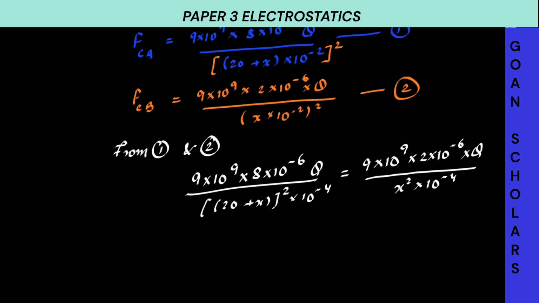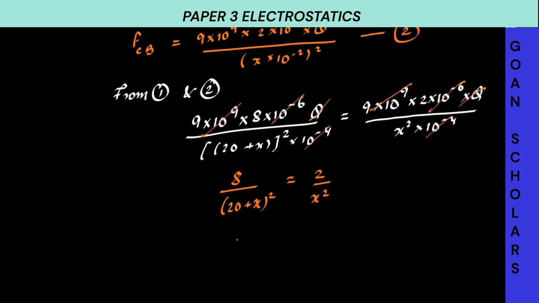Now let's cancel out the common terms. 9 × 10^9 cancels out on both sides, 10^-6 cancels out, Q cancels out, and 10^-4 cancels out. What we are left with here is 8 upon (20 + x) whole square equals 2 upon x square. Let's cross multiply here. So 8 upon 2 must be equal to (20 + x) whole square upon x square.